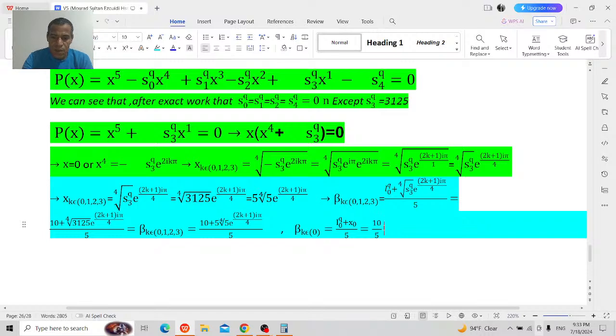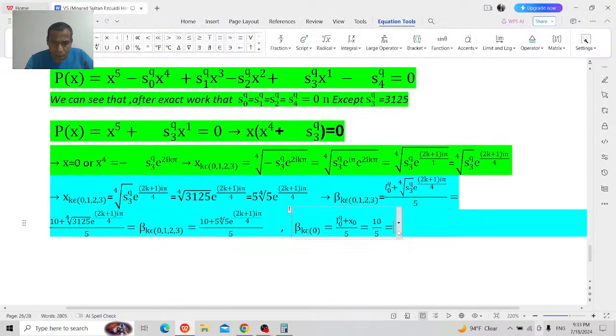So here, learners, we will have only one root, and the next 2, 1, 0. All these roots will be 4 complex roots, and we'll have only one real root. We just write it here, it's better.